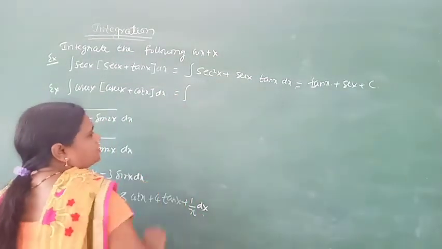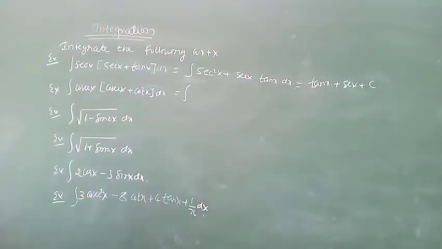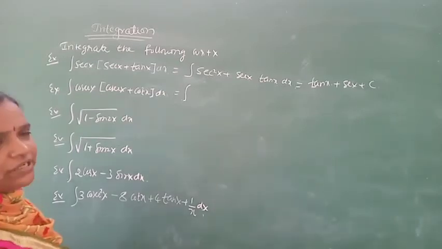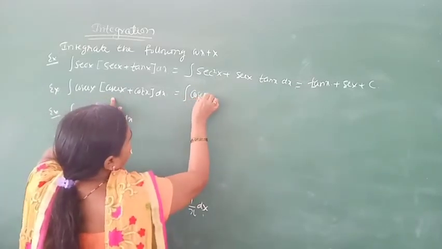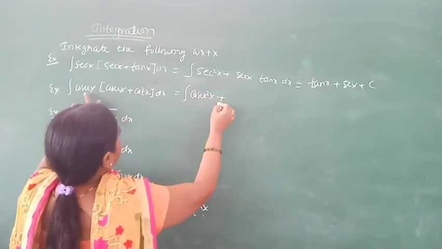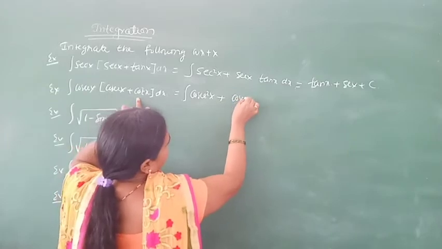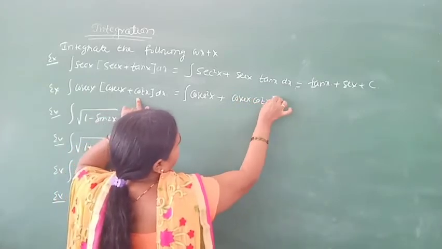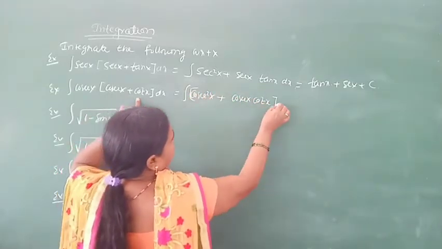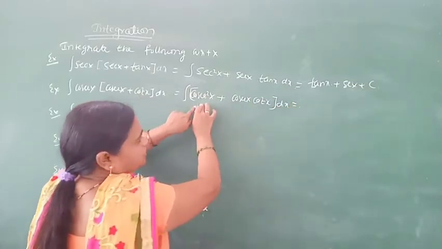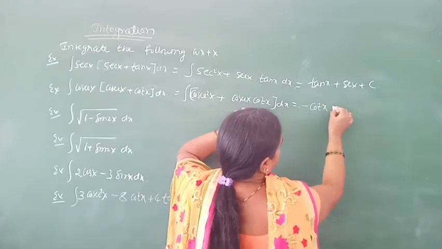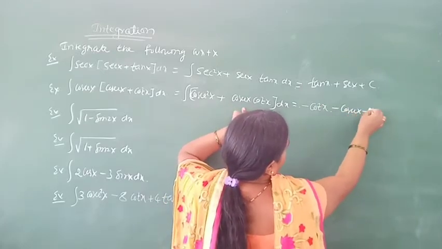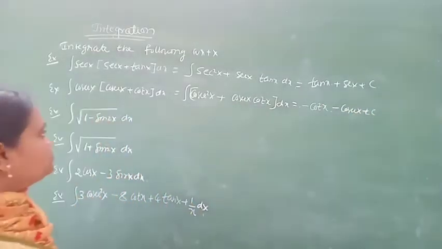Next, for doing the integration, take a chart of the formulas so that you can easily understand. Multiply cosec x, we get cosec square x plus cosec x into cot x dx. Integration of cosec square x is minus cot x. And integration of cosec x cot x is minus cosec x, plus c. This is the part.